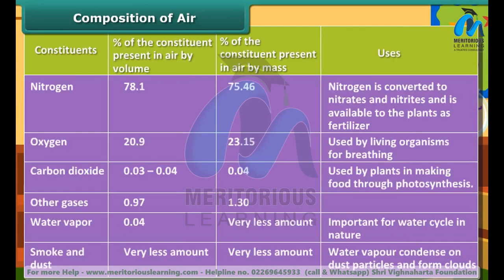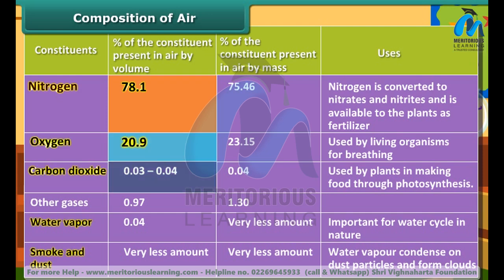Air contains nitrogen, oxygen, carbon dioxide, and other rare gases. You can see from this table that nitrogen has the largest share, then oxygen, then some rare gases, and finally carbon dioxide has the least. Water vapor, smoke, and dust are present in very less amount. Do you see that air is a mixture of different gases?